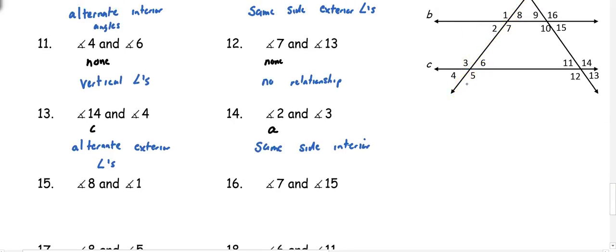Number 15, angle 8 and angle 1. So angle 8 and angle 1 are in the same group again, which means they can only be a linear pair or vertical. But because they're next to each other, this means that they form a straight line, so they have to be a linear pair. So they have none for a transversal, and they are a linear pair.